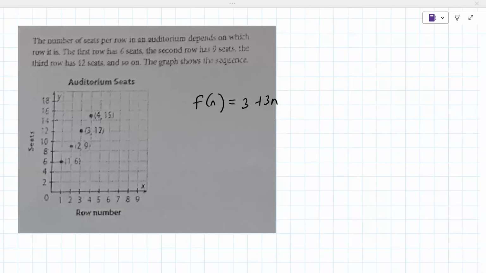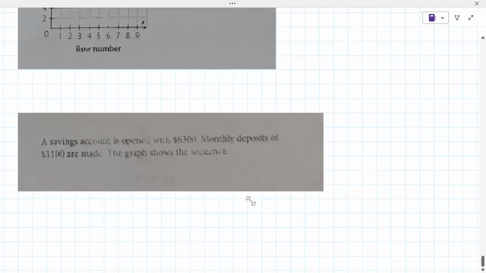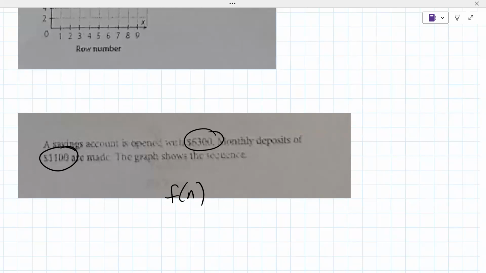And I guess that one on the right, they don't give you a graph, so you have to do it maybe a little differently. You could write a few values out, I guess. I got f of n equals 6,300 plus 11,100n. Does yours, oh, there's a graph on the next page, isn't there?